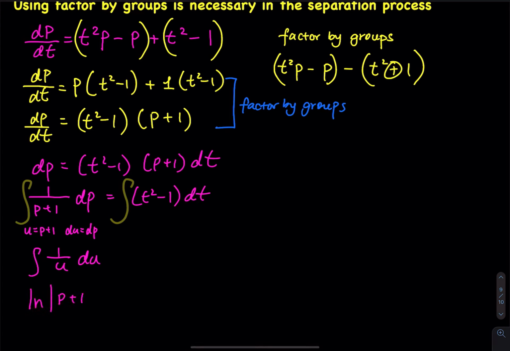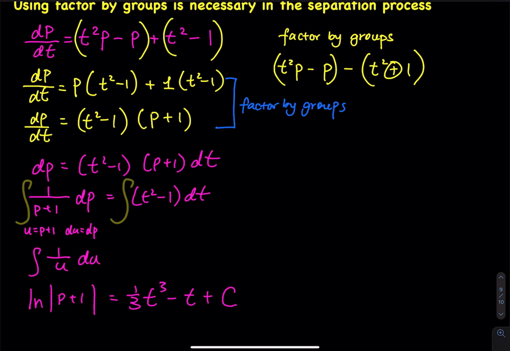absolute value of p plus 1, right? And then what about the t squared minus 1? The t squared minus 1 is just a simple power rule. The integral of t squared is 1 third t to the third. The integral of 1 is equal to t, and then you stick a c to it.